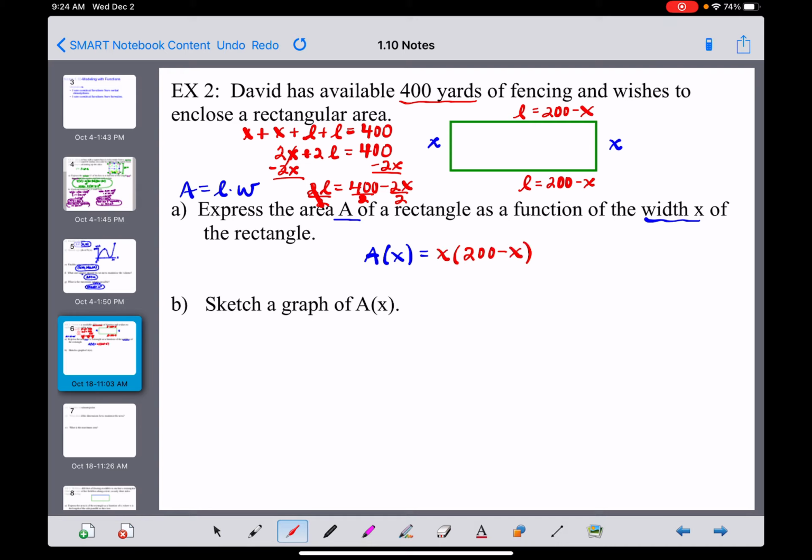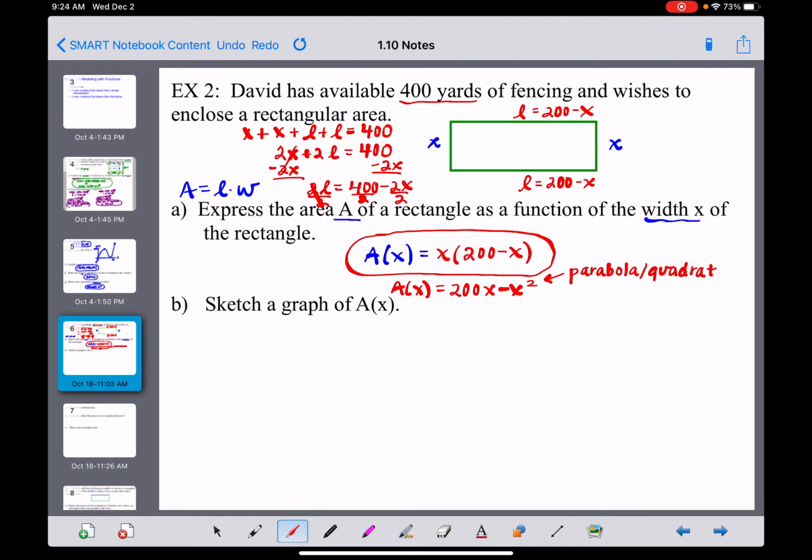And I just like to put that monomial up front. If you want to distribute that out, you can. If we were to distribute it out, you would get 200x minus x squared. We didn't distribute it on the first one, but you could if you wanted to. But the one thing I want you to notice here is that it's a quadratic. It's going to be a parabola, okay, because it's going to be squared.